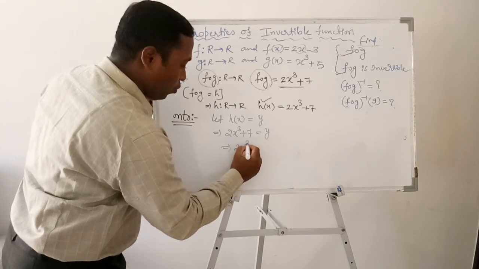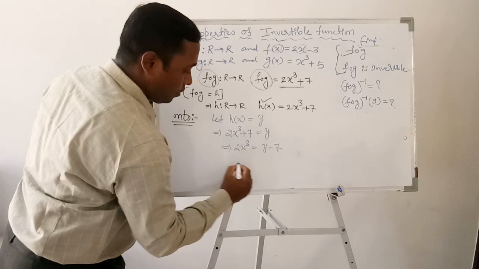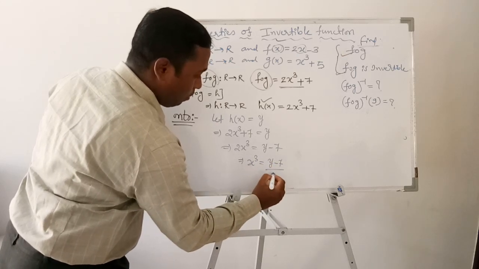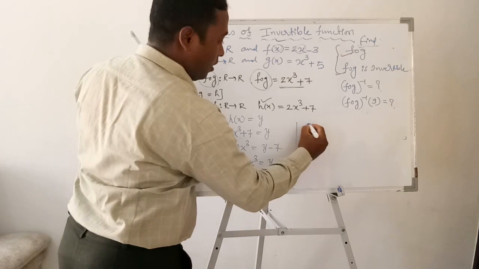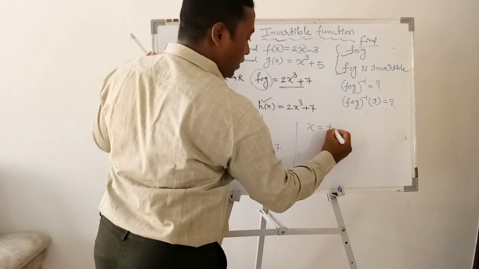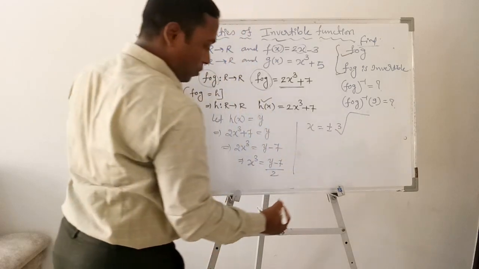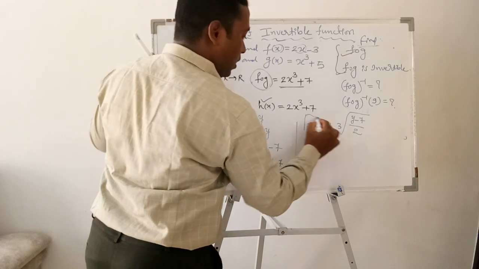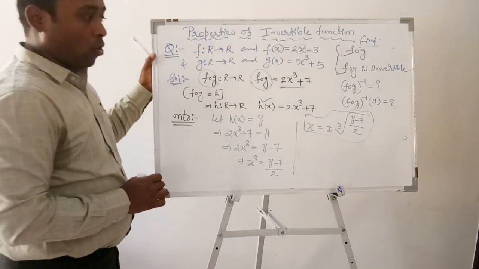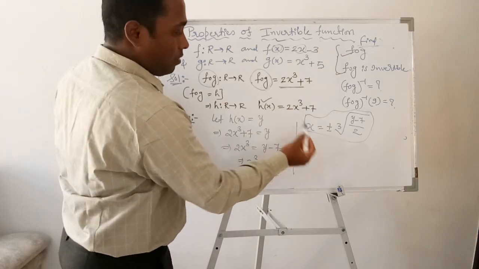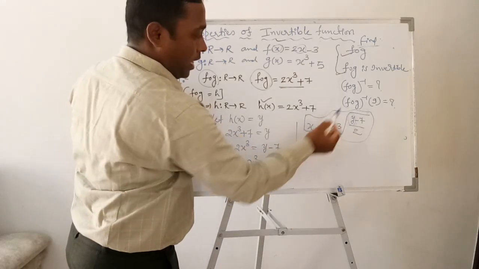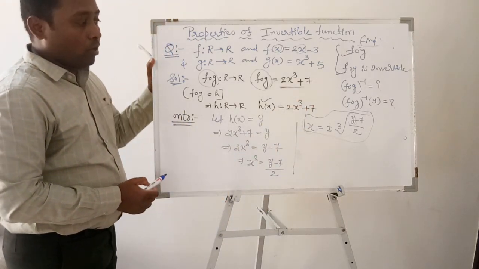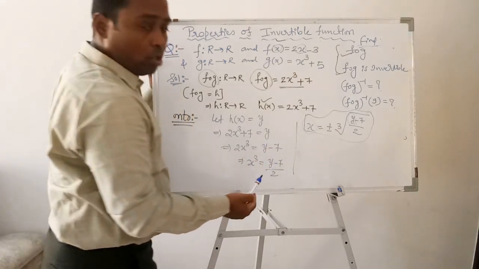So simply 2x cube is equal to y minus 7. Then it implies that x cube is equal to (y minus 7) upon 2. So finally x would be equal to plus minus cube root of (y minus 7) upon 2. So this is the x we got. So here you can say that for every value of y, you will be able to get x. So hence we can say that this is an onto function.